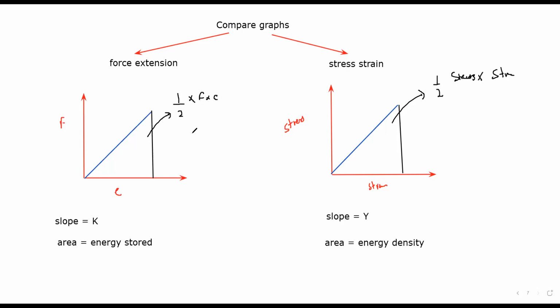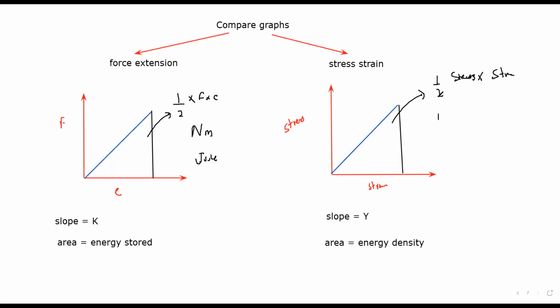The unit of force is the newton, and the SI unit of extension is the meter. Newton meter is equal to joule, and joule is a unit of energy, so that will give us how much energy is stored or how much work is done on the spring. If it is loading, the work done is stored as internal energy. But what about stress and strain?